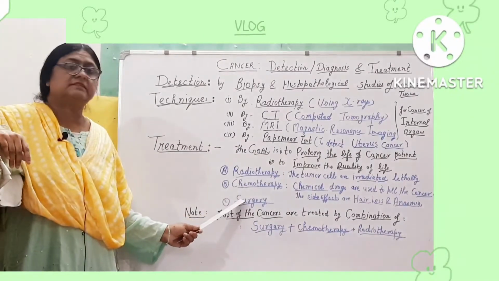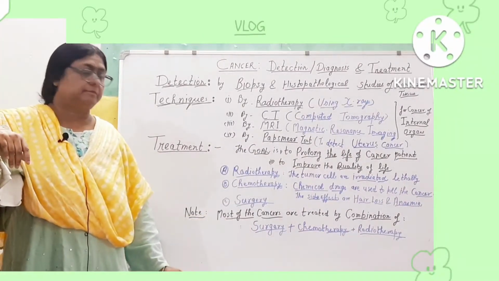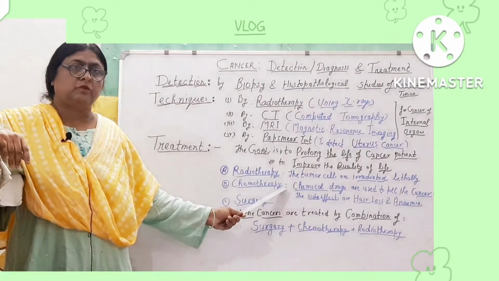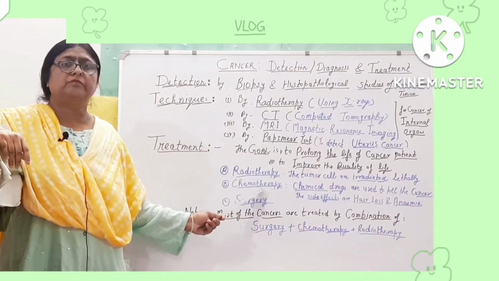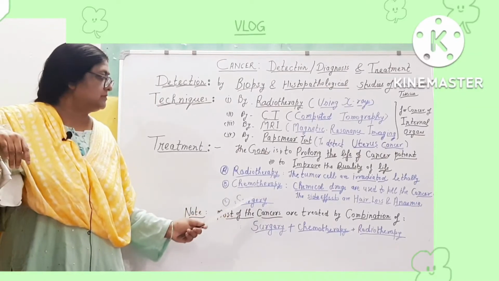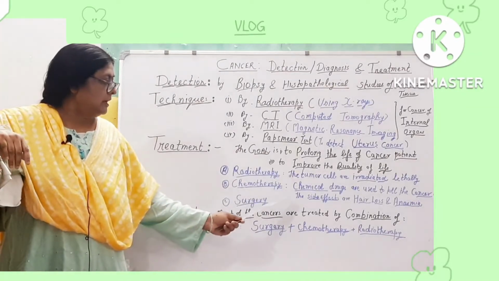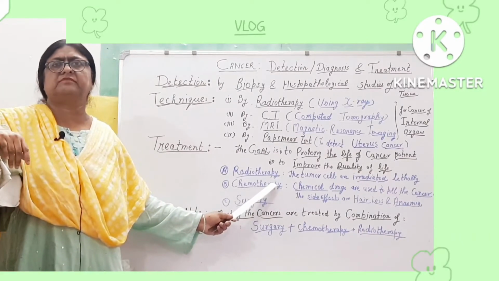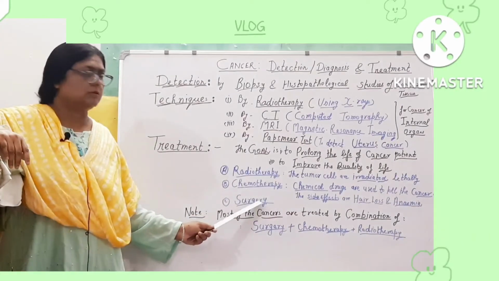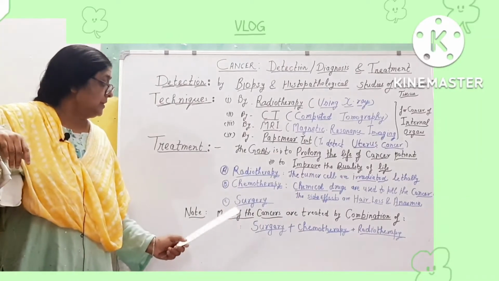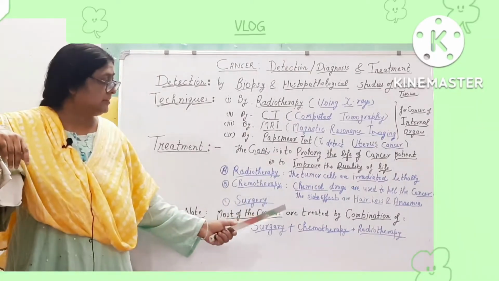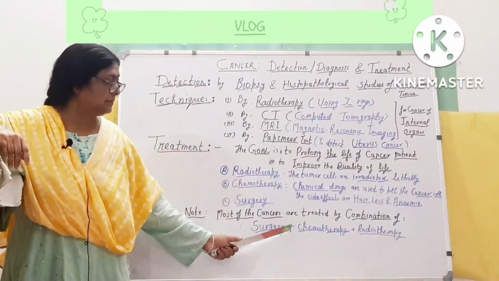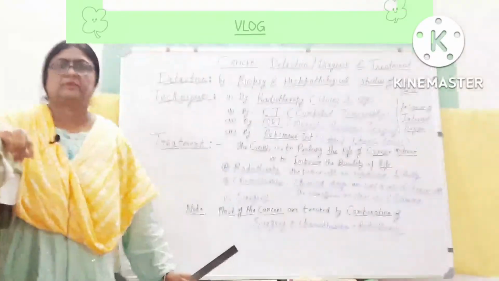The third one is surgery. If the cancer is in any part of the body, it can be removed by surgery. It has been seen that about 80% of cancers reoccur after some years or some months, but it is also a method, and most cancers are treated by a combination of surgery plus chemotherapy plus radiotherapy.